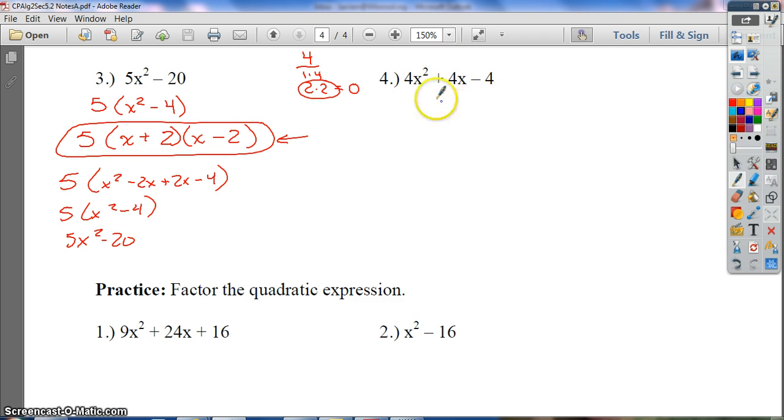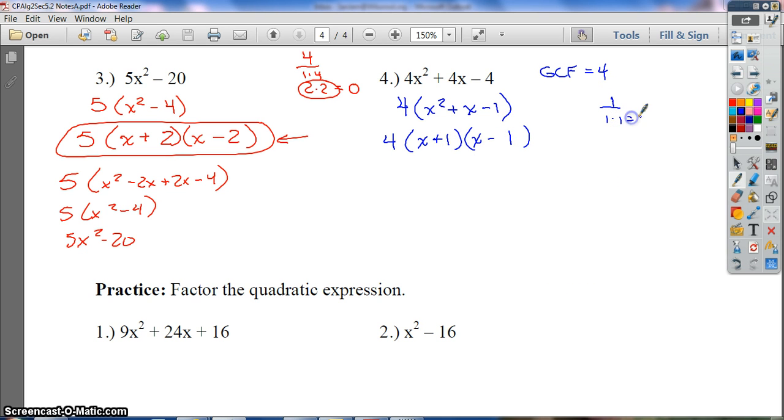GCF, that's an easy one. Take a look at it. The GCF will be positive 4 because they all have a 4 in front. If I pull a 4 out of each one of these, I have x squared plus 1x minus 1. So we're going to check to see if we can factor this. Does not look promising. Plus minus is minus. Numbers that multiply to be 1 is 1 times 1.